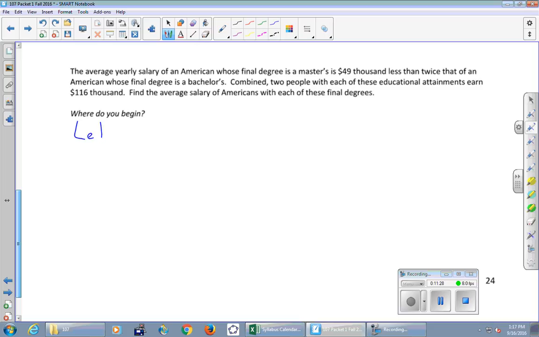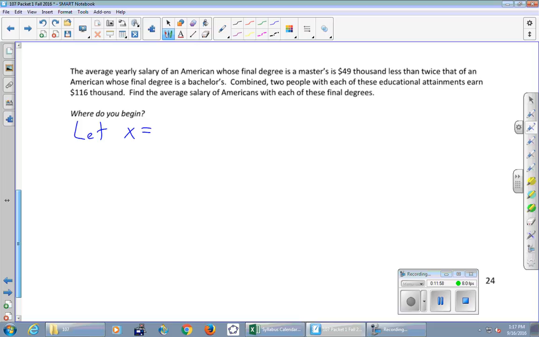Let X equal. Okay, what we are after, just looking at the final part of this question, is the average salary for somebody with a master's and somebody with a bachelor's. So if I'm picking X to be something, I feel like it should be one of those two things. Either X should be the annual salary of somebody with a bachelor's or with a master's. Now it turns out one of those choices is going to make it a straightforward problem for us, and one of them is going to make our head kind of sort of twist into pretzel shape.